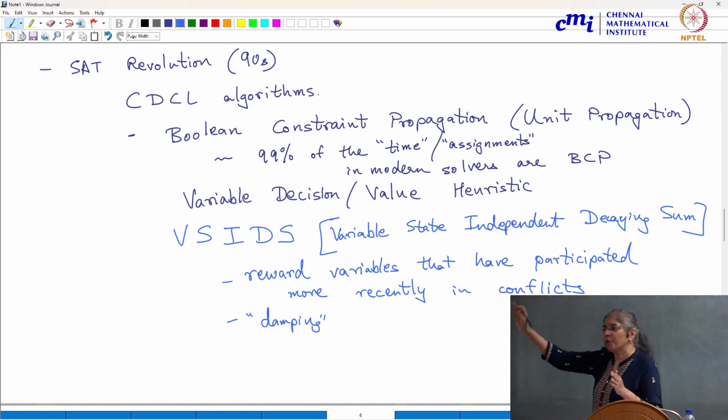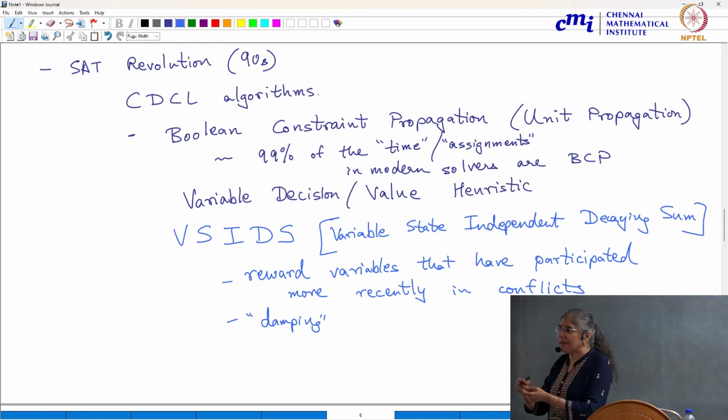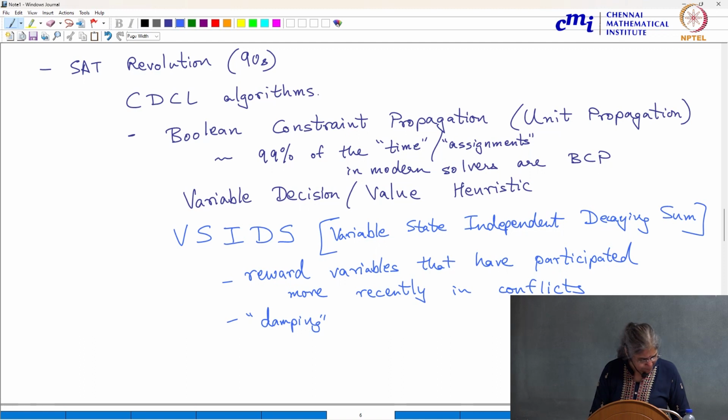Damping you apply uniformly to all variables. So you attach a score to every variable, whether it participated in a conflict or not, and then uniformly multiply everything by half or 3/4. So if something has participated in conflicts but very long ago, again it loses its advantage. It's not clear, is there science to this? This is a heuristic, but it seems to work. Right? So it's a trick. It's a good trick, and it seems to work in practice.